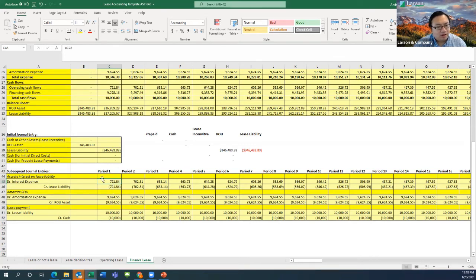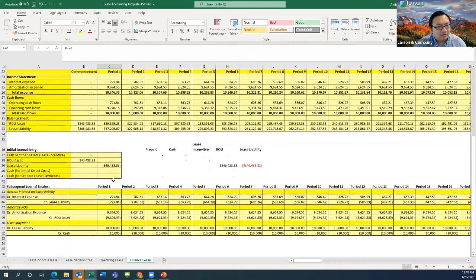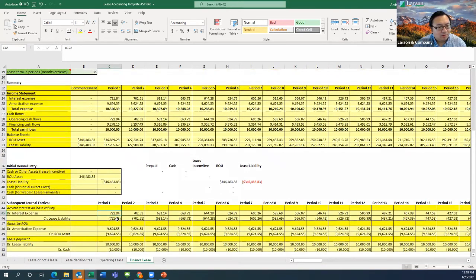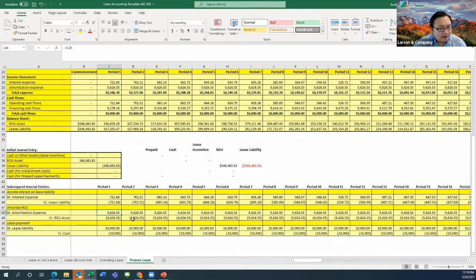So we're going to put an interest expense piece of $721 for that period, which is the interest rate that we had multiplied by the 346. We have amortization expense of the right of use assets. And then the lease liability will be decreasing as we actually pay the cash amounts of it.